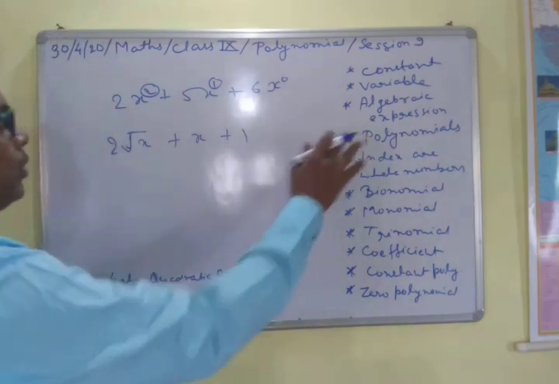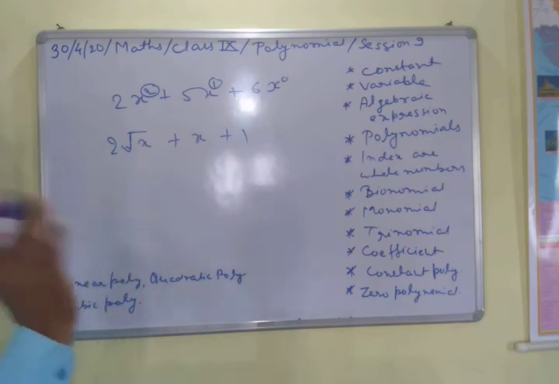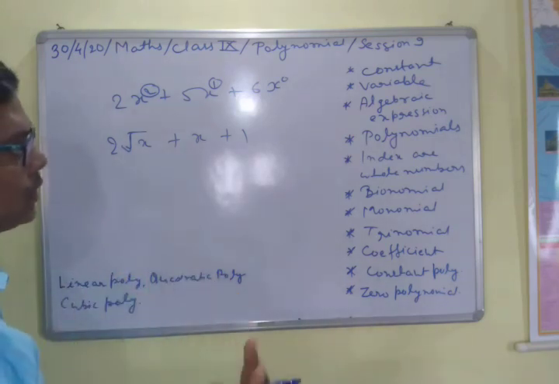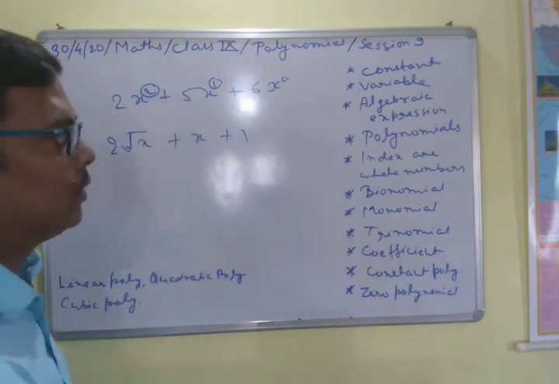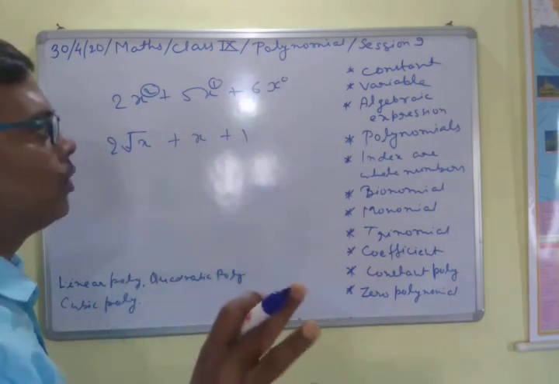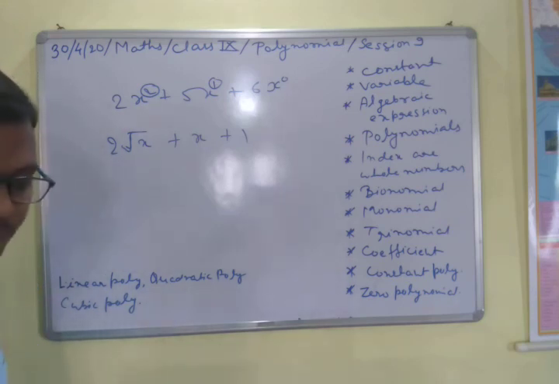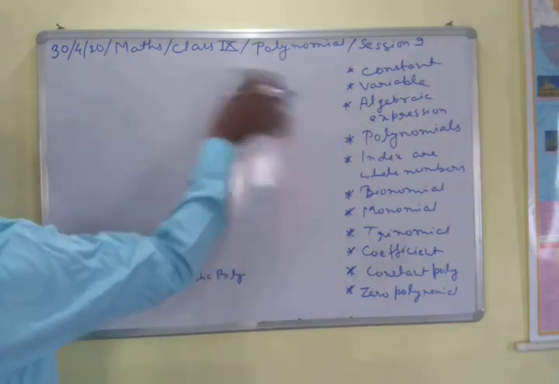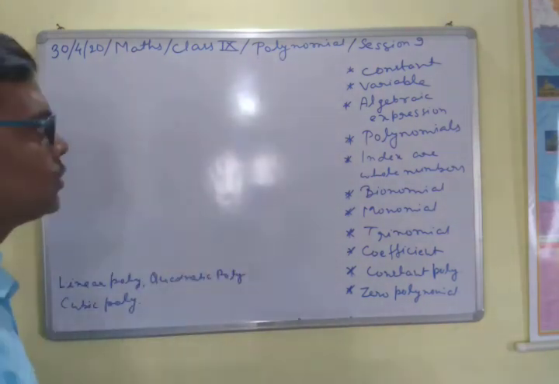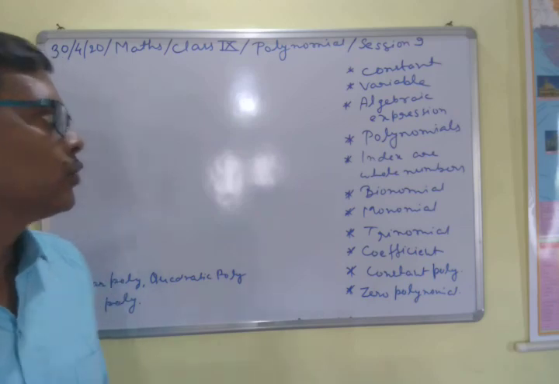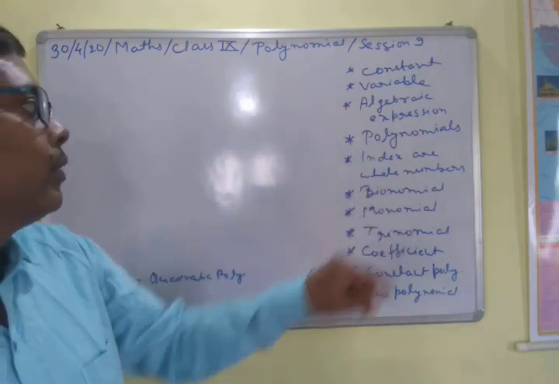Means that to be a polynomial, number one condition is that the index, that is called the degree index, of all the variables in the polynomial must be a whole number. So this is the condition. This is the only condition for having a polynomial. So this is the meaning of polynomial. So I told you about the index are the whole numbers here.